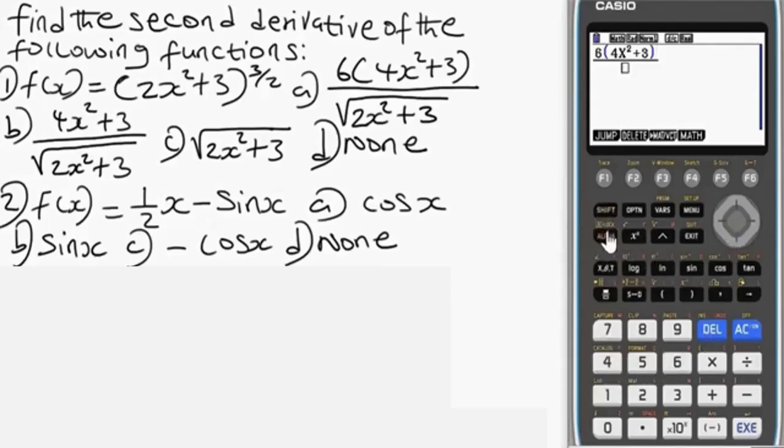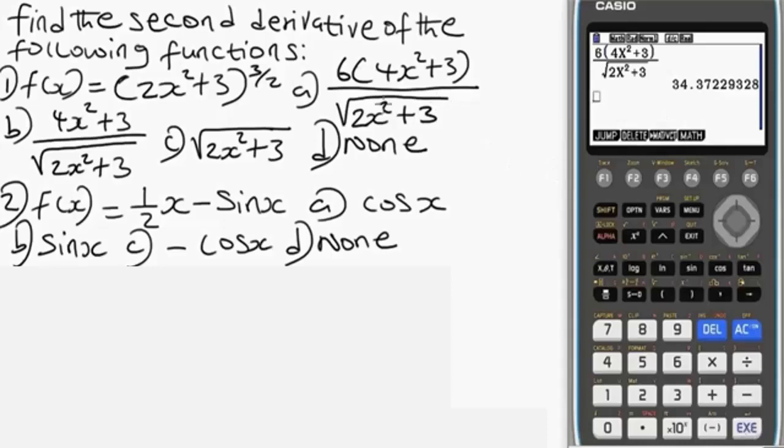plus 3. Now to bring that square root, all you have to do is to press shift, the x square button, then we have 2, x square alpha x square plus 3. Okay, so that's all. You press equal to. 34.37, correct.